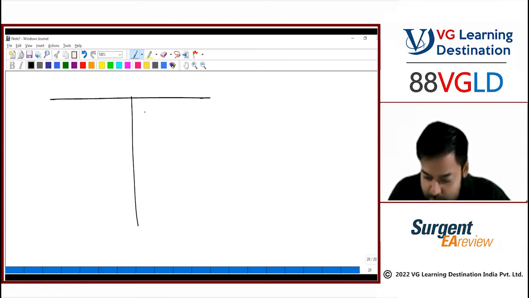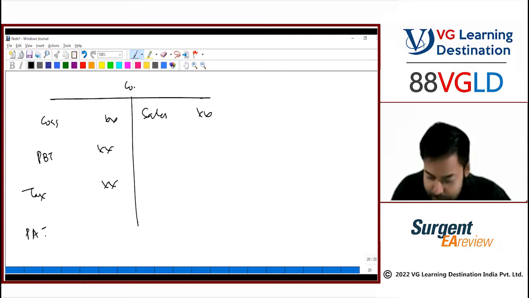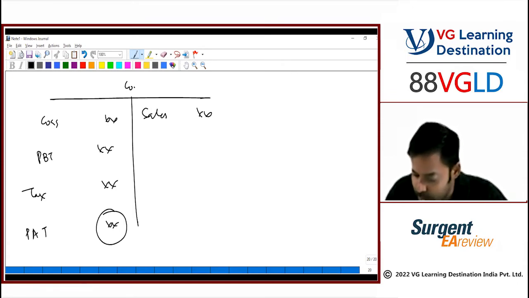So the company says this is my sales, this is my COGS, this is the PBT, and the company is paying the tax on it. This will give us PAT. Now the PAT will go to the shareholder.